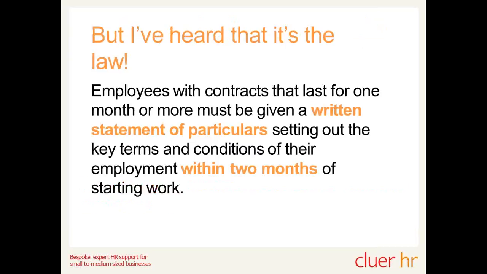A lot of people say, but I've heard it's the law, they have to have an employment contract. There is some legislation around employees needing to have employment contracts to an extent, but the part that they legally have to have is actually called the written statement of particulars, and that sets out the key terms and conditions of somebody's employment, and that should be given within 2 months of them starting work with you. We'll come back to that document in more detail in a bit, but for the moment we'll just finish defining exactly what a contract is made up of.